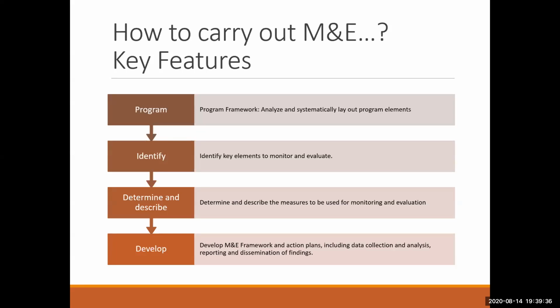Okay, I said I have to bring a toothbrush for 1,000 school students. So the M&E, they will check out how many toothbrushes they distributed already. Identify key elements to monitor and evaluate. Determine and describe the measures to be. So the measurement is always by numbers, our quality, our quantity information, our data. And also you have something called an indicator, which we will talk about deeper. Okay.